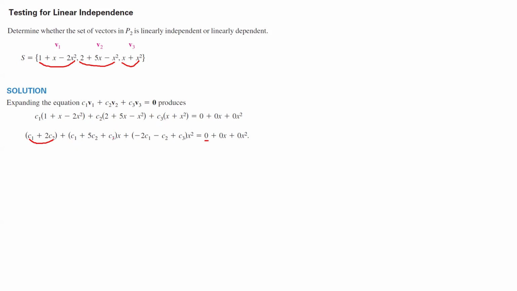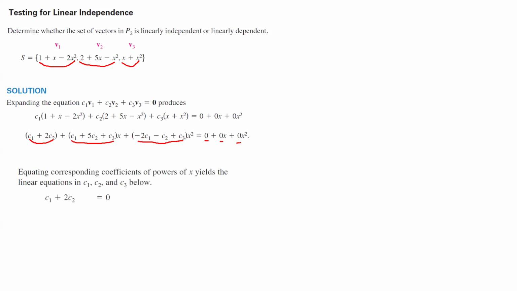As you can see, you need to combine the coefficients together. These are all linear terms: c1 plus 5c2 plus c3 times x is equal to 0 as well. Finally, you're going to combine the quadratic terms together. Negative 2c1 x squared plus negative c2 x squared plus c3 x squared must be equal to 0. If you factor out x squared, it is negative 2c1 minus c2 plus c3, which is equal to 0. So let us begin.